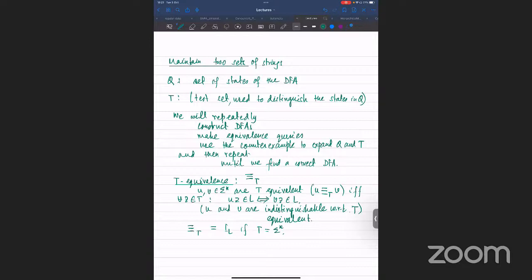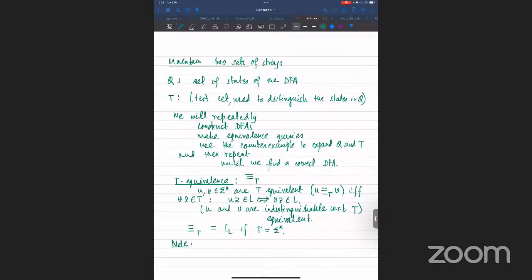Clear? So this t equivalence is with respect to the strings which are there in t, and the indistinguishability relation is with respect to every possible string in sigma star. Okay. Now, what can you say? Just a note here.